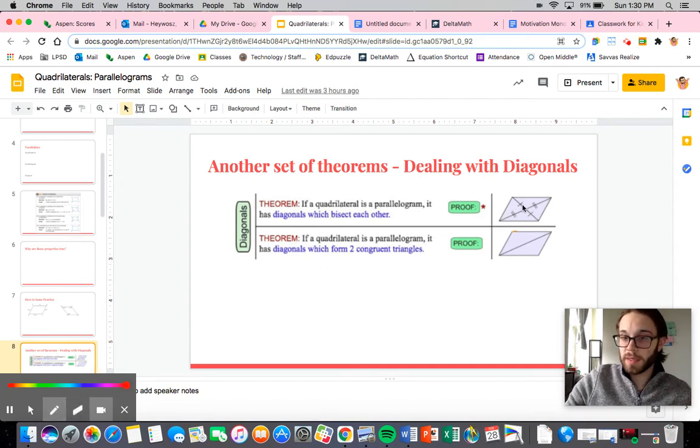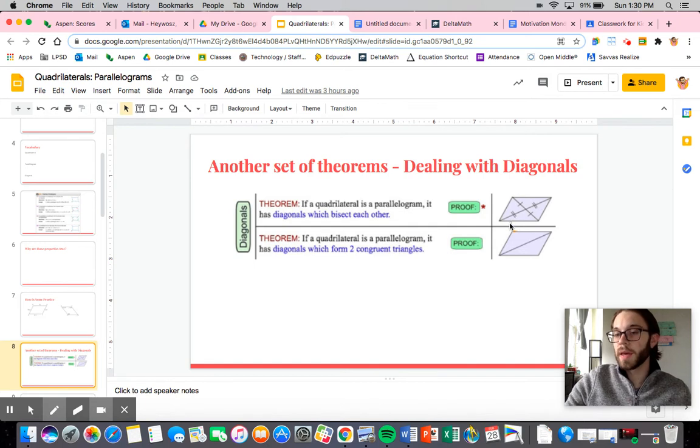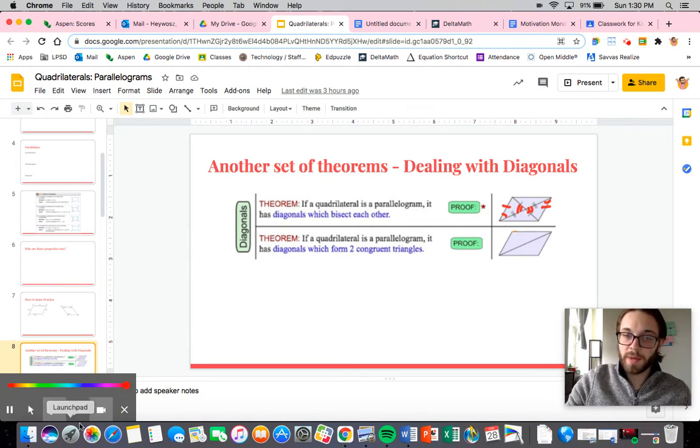Without knowing that this is congruent to this and this is congruent to this, you can probably get the idea that you're going to have to be able to find congruent triangles, right? So you would know that this side is congruent to this side because it's a parallelogram. You could use the angles to get that this measure is congruent to this one, and then you could use angle, angle, side. All right, so that's where that comes from.